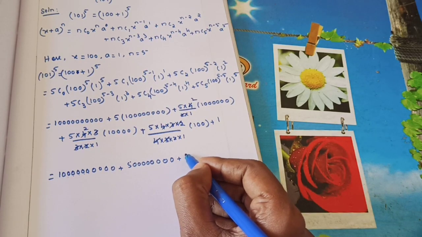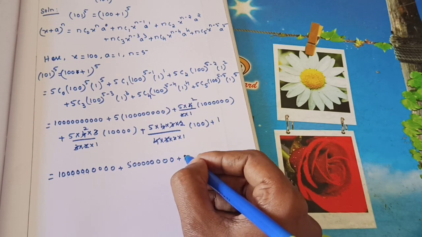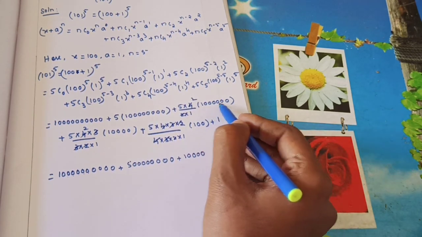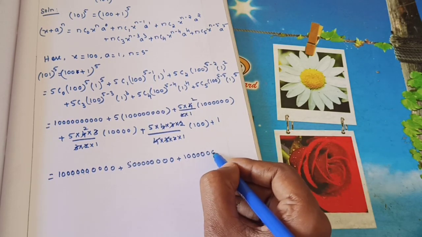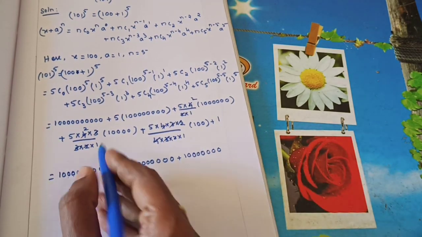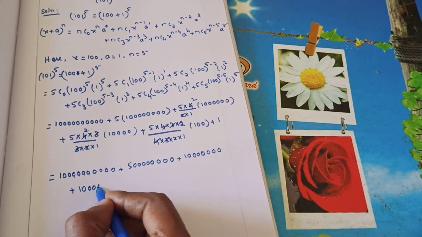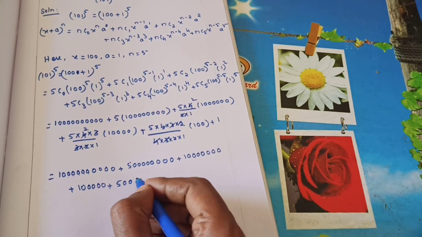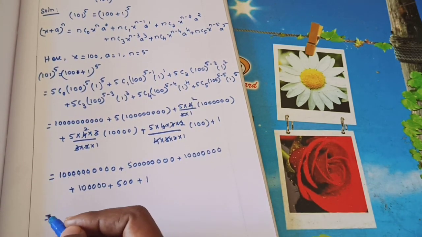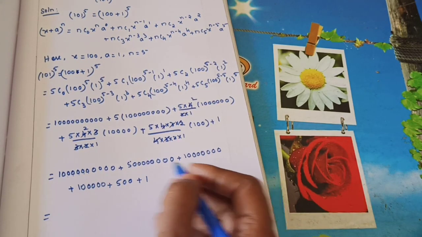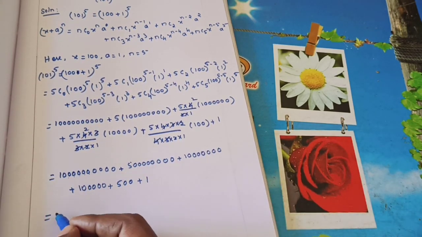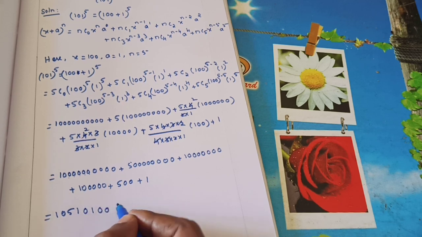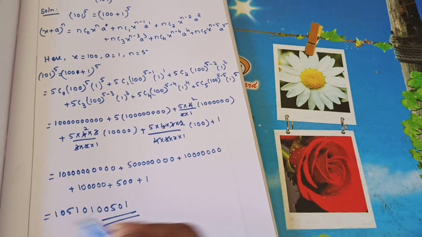Then 5 into 2 is 10. Okay, multiply with this 10 there. So 10 means one more zero will be added. Already here 6 zeros are there. 4, 5, 6, 7. Do it very carefully. Then 10 into this means one more 0 will be added, 5. Then again 5 into 100, 500, plus 1. Add all this carefully. Then add the zeros here. Add it and write down the answer.